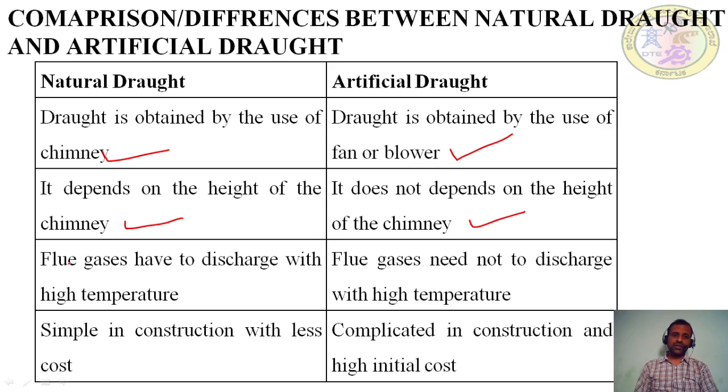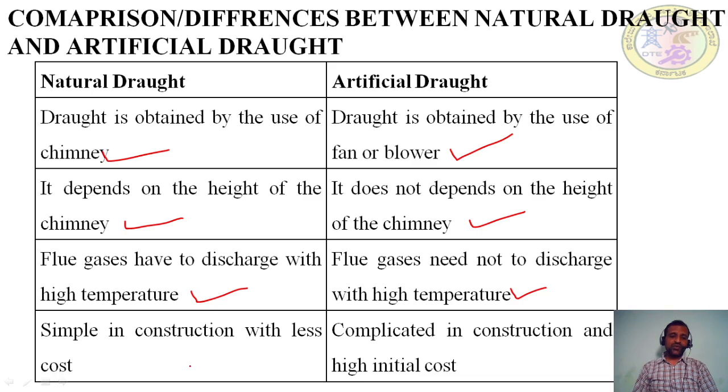There is one more difference or comparison. Flue gases have to be discharged with high temperature in the case of natural draught. In artificial draught, the flue gases need not be discharged with high temperature, since you are using forced or induced draught. So in this case, you can use the heat to the full extent.